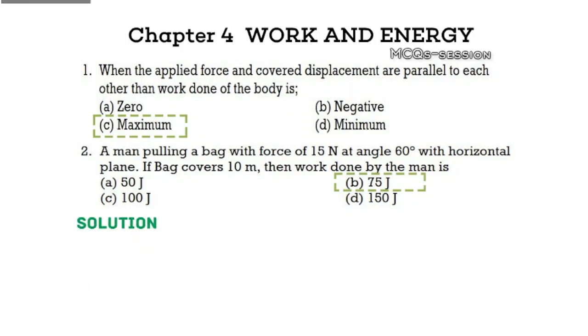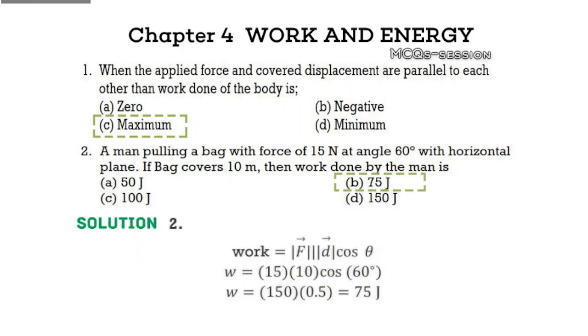Explanation: work done is calculated as force multiplied by distance multiplied by cosine of the angle. In this case, 15 newtons multiplied by 10 meters multiplied by cosine of 60 degrees equals 75 joules.